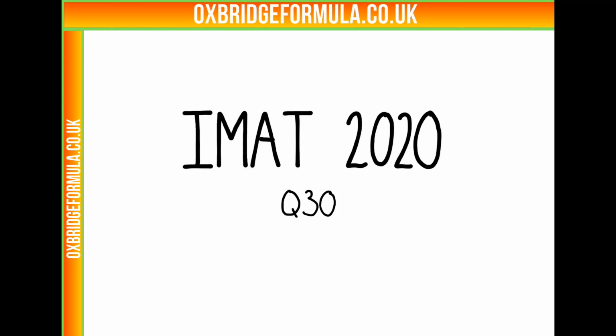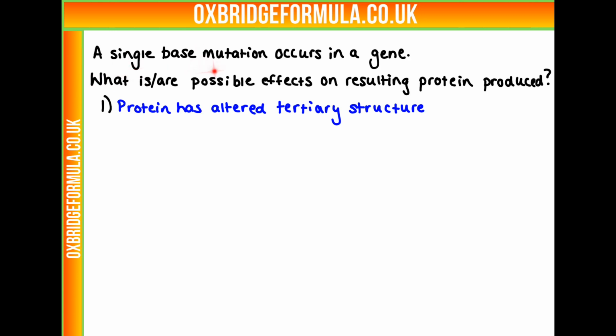In this video, looking at IMAT 2020, question 30. We are told a single base mutation occurs in a gene, and what are the possible effects on the resulting protein produced? So our first statement is that the protein has an altered tertiary structure. First of all, what is the tertiary structure of a protein? What does that mean? So tertiary structure is the 3D structure of a protein, how it's all folded together to form our functioning protein. So let's see how this may be affected.